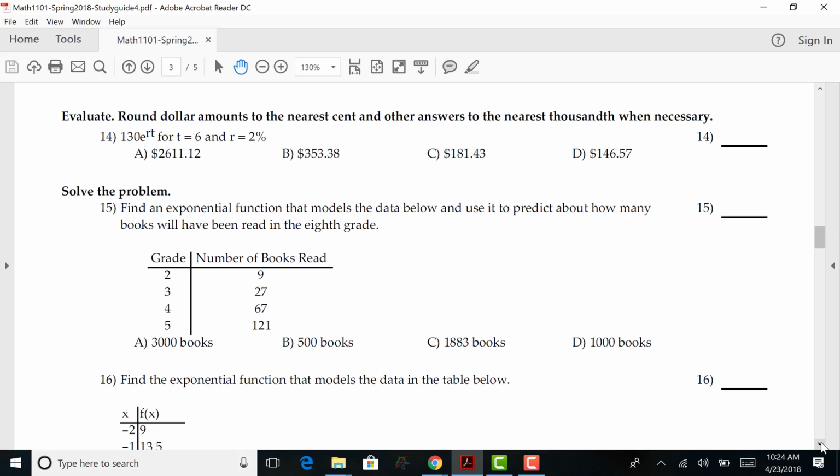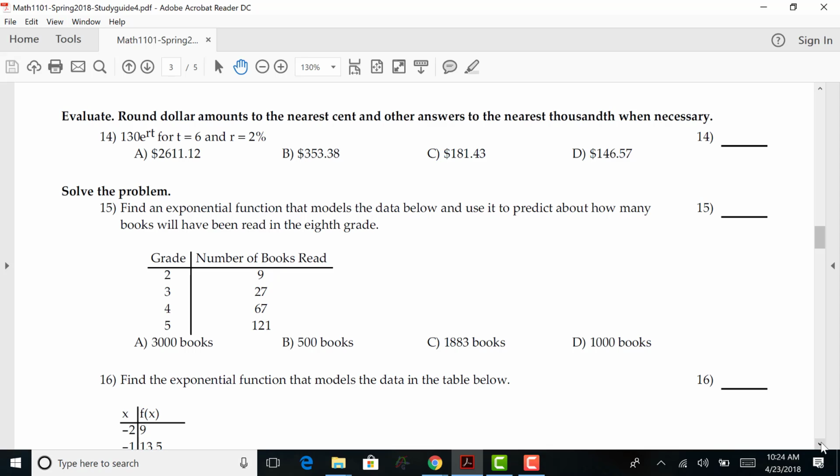Raised to the 0.02. Okay, so for r, we're going to put 0.02 times 6. Now, I will put this in parentheses in my calculator where it's got 0.02 times 6. Somebody tell me what the answer is. 130 times e raised to the 0.02 times 6. D. Okay, $146.57.